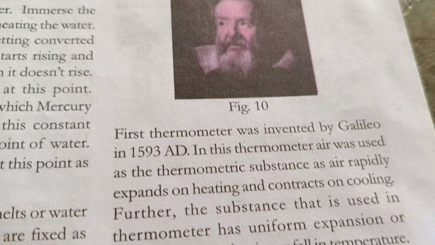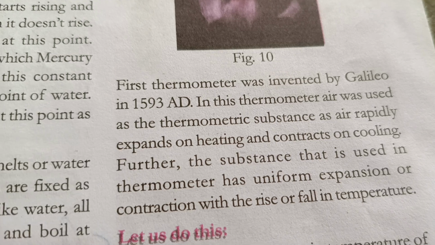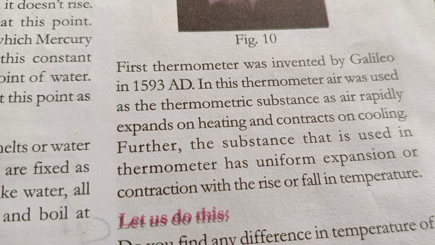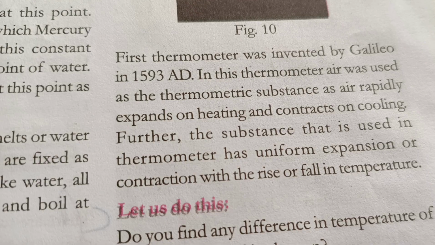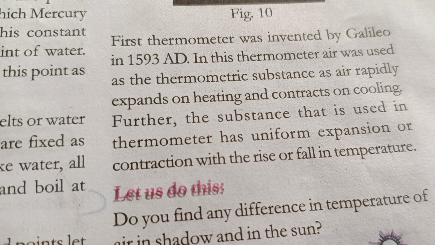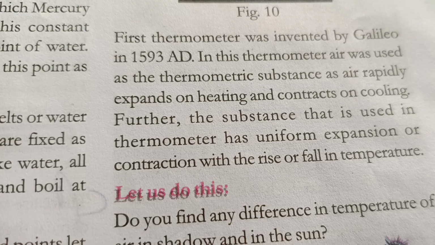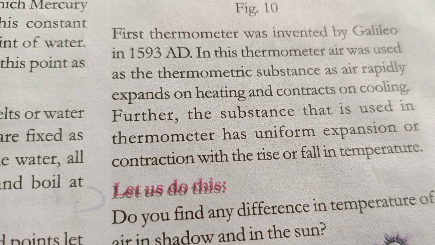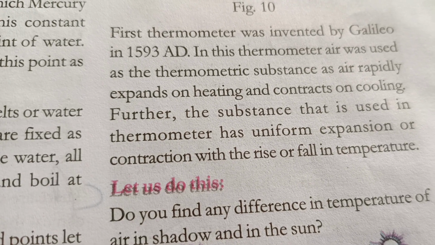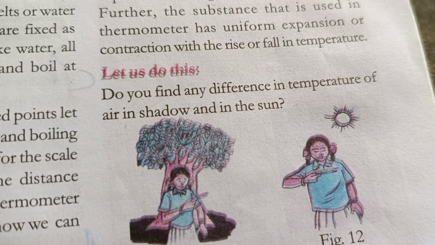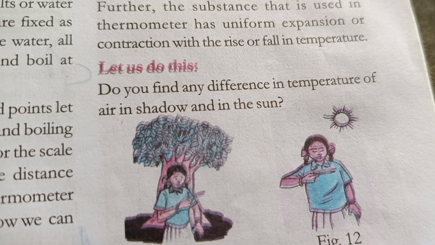The first thermometer was invented by Galileo in 1593 AD. In this thermometer, air was used as a thermometric substance as air rapidly expands on heating and contracts on cooling. Further, the substance that is used in a thermometer has uniform expansion or contraction with the rise or fall in temperature. Do you find any difference in the temperature of air in a shadow and in the sun?